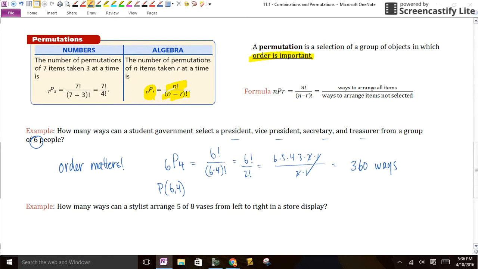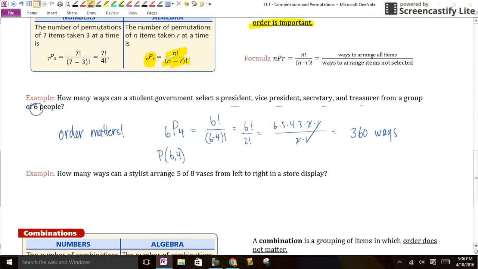Making a sandwich, you have 6 toppings and you can only pick 4. There's 360 different ways that you could put those toppings on your sandwich. Now, does order matter on a sandwich? I don't know, it's up to you again. We'd have to argue about that.